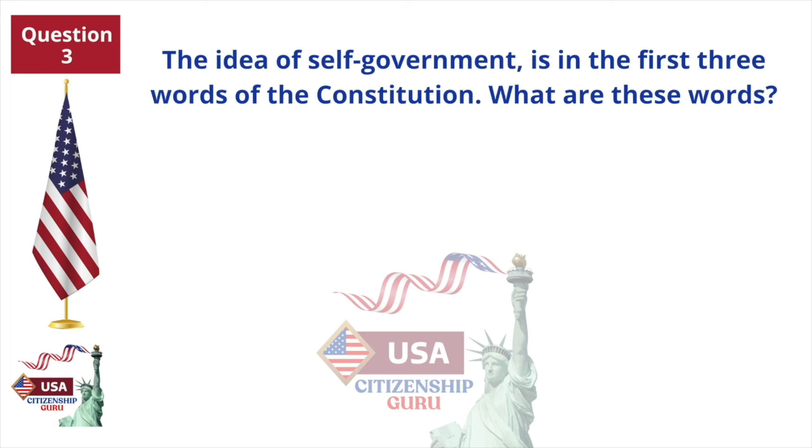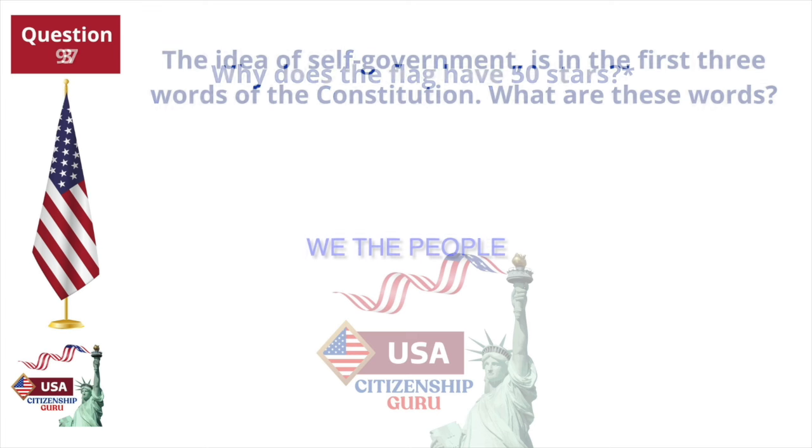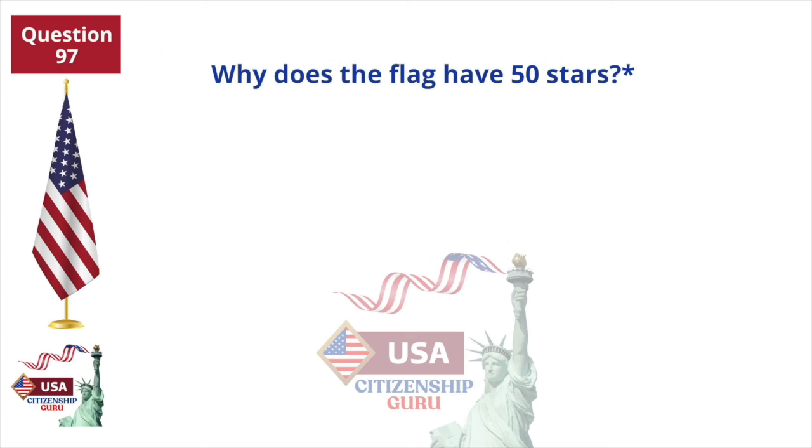The idea of self-government is in the first three words of the Constitution. What are these words? We the people. Why does the flag have 50 stars? Because there are 50 states.